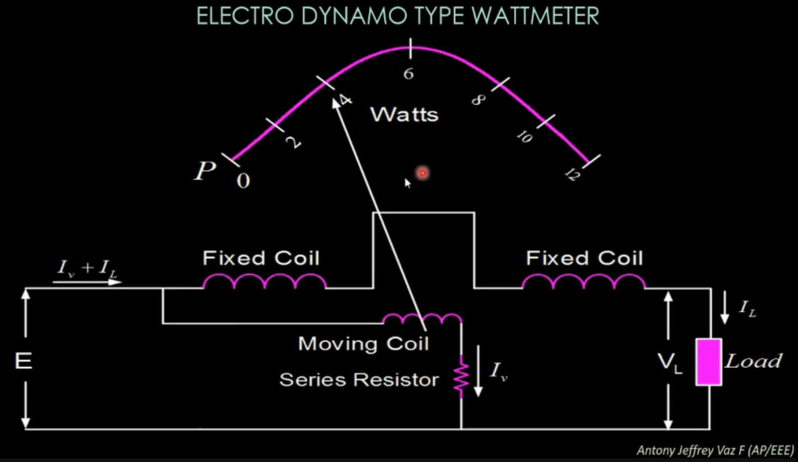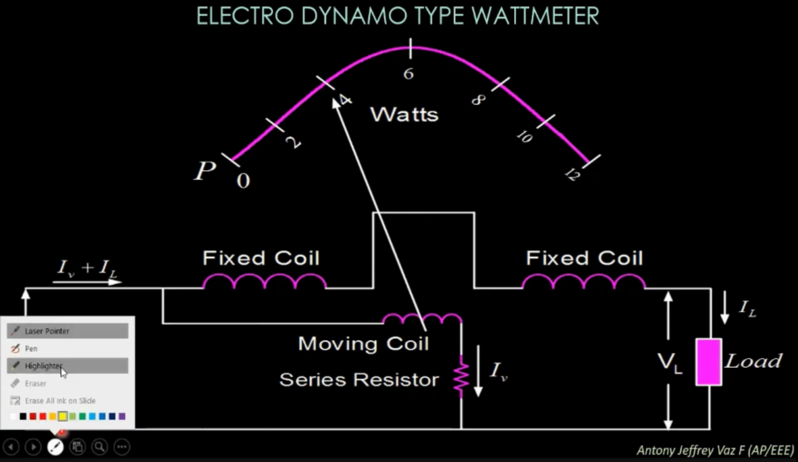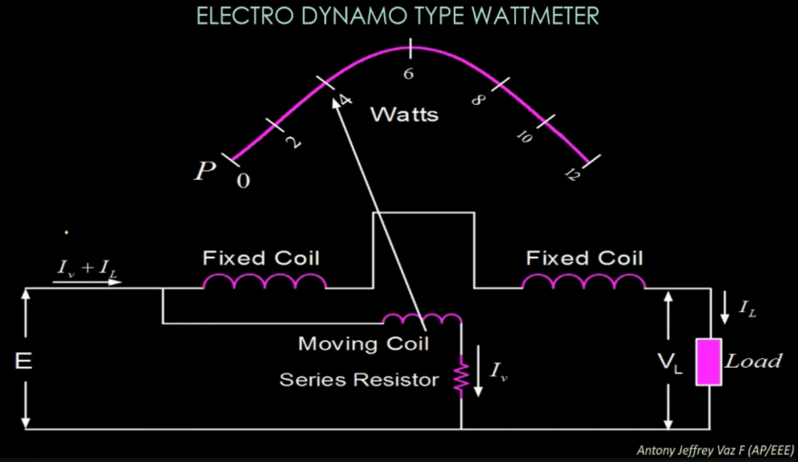Here you can see there are two coils. One is fixed, and another one is the moving coil.